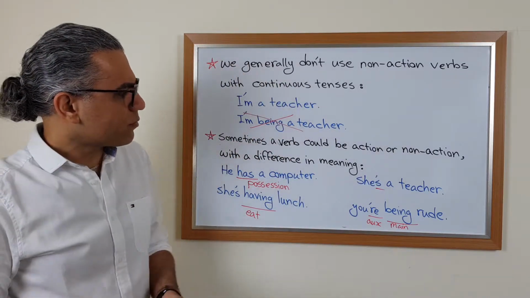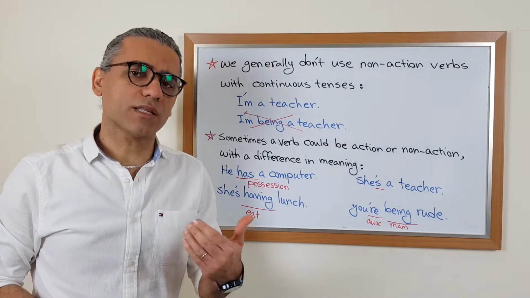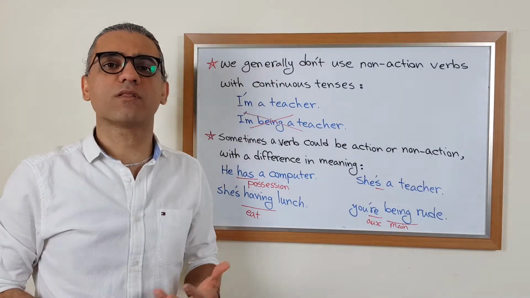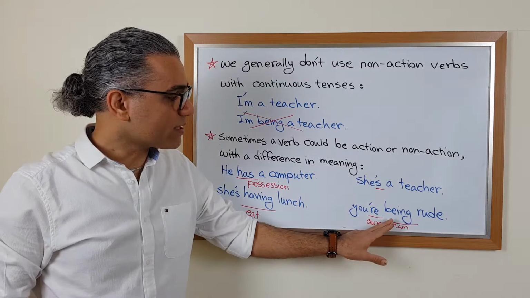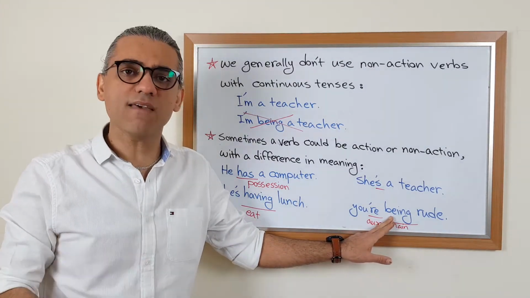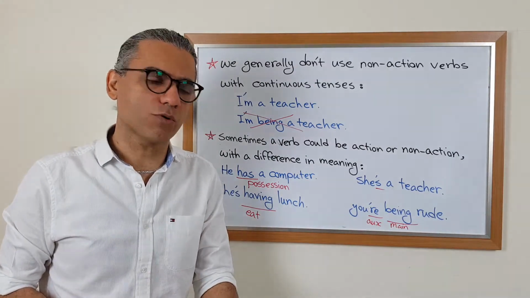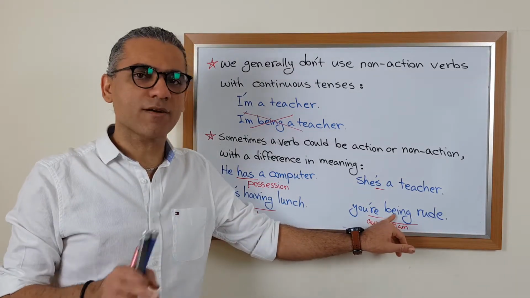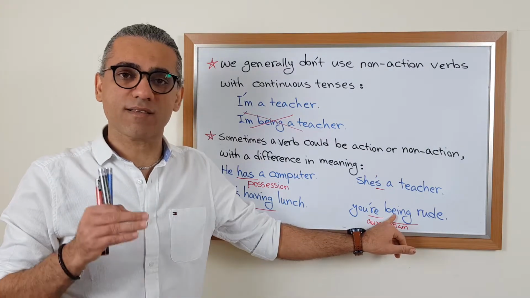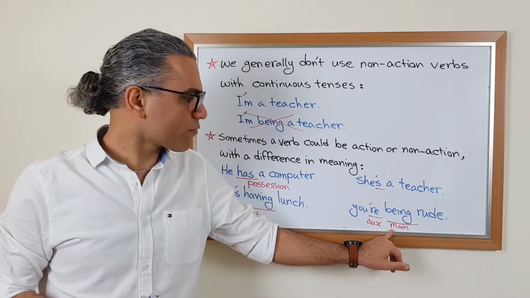But I said before, we cannot use to be verb in the continuous form, because to be verb is a non-action verb. But the meaning of being in this sentence means it is behaving. You are being rude. It means you are behaving rude. So being in here is not a non-action verb anymore. It's an action verb, and as you can see, you can use it in continuous forms.